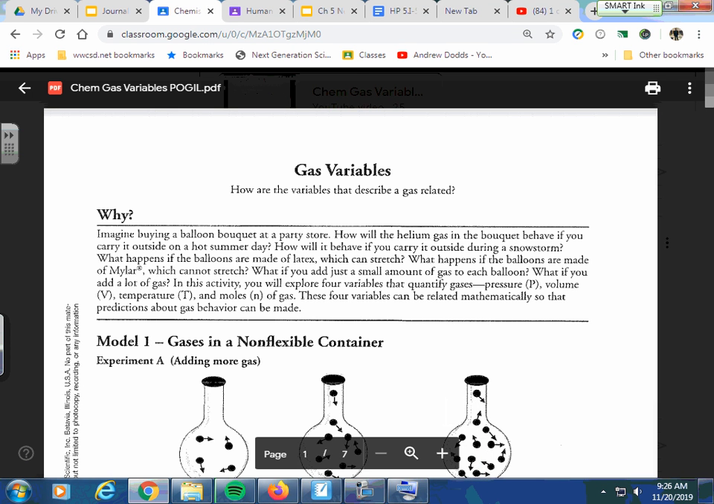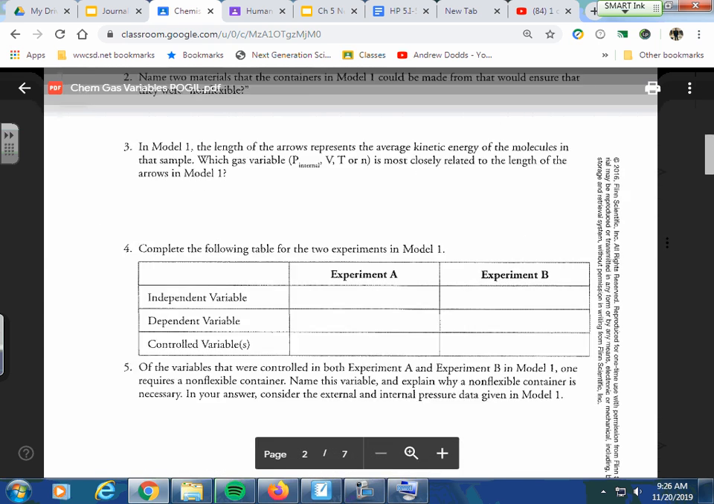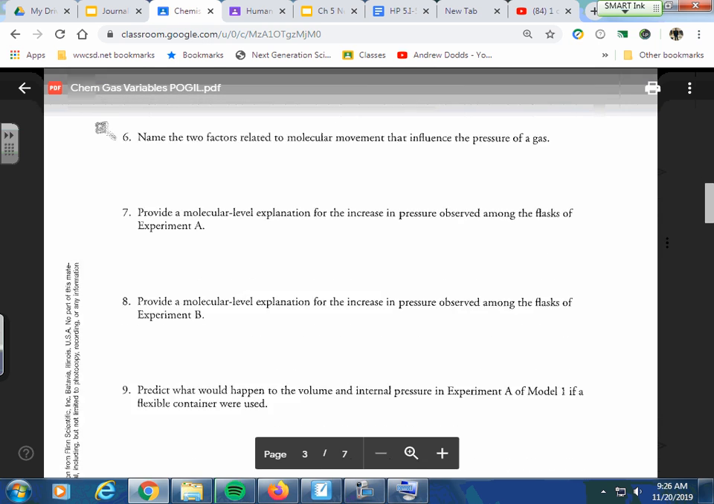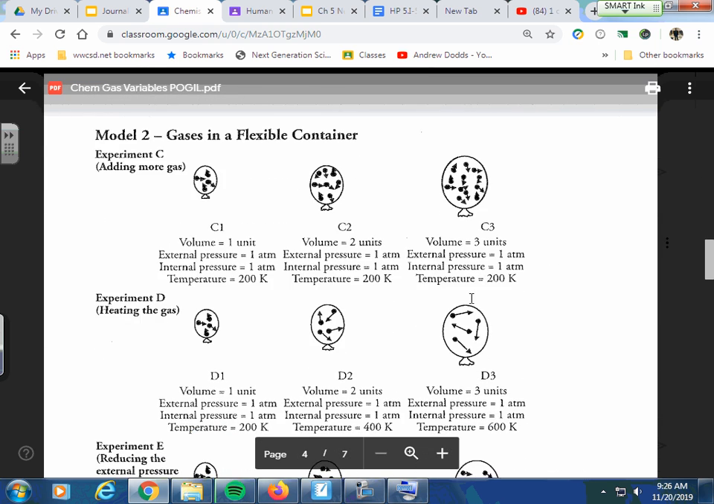Okay, so we're working on this gas variables POGIL. We started with model 1 where we were talking about a non-flexible container.